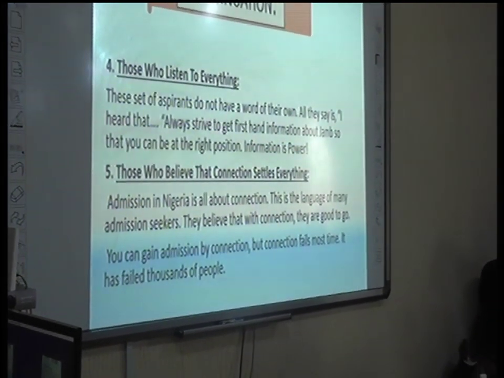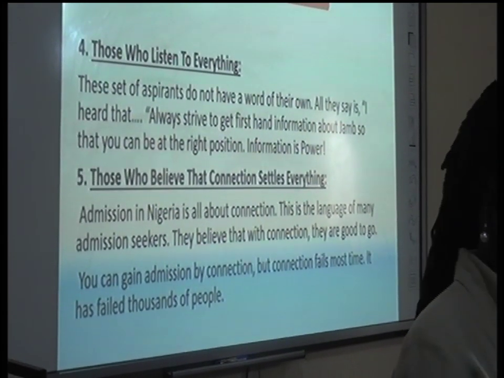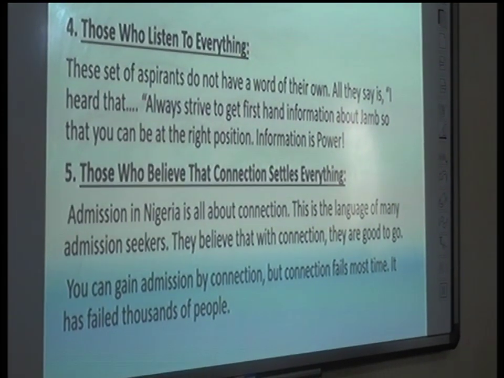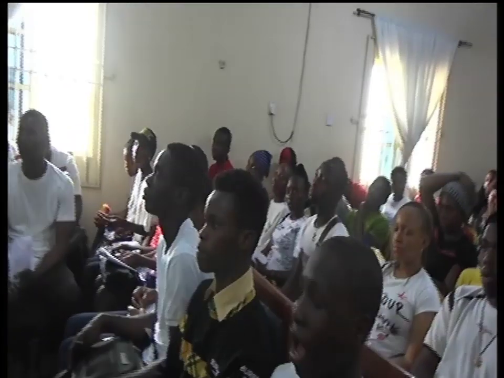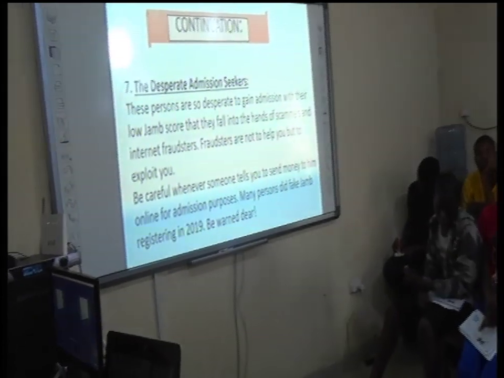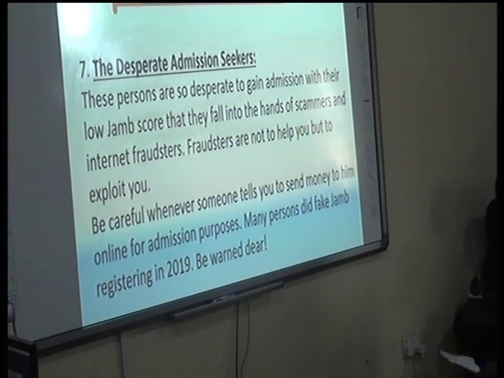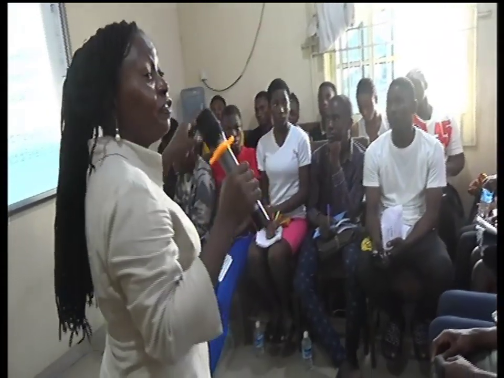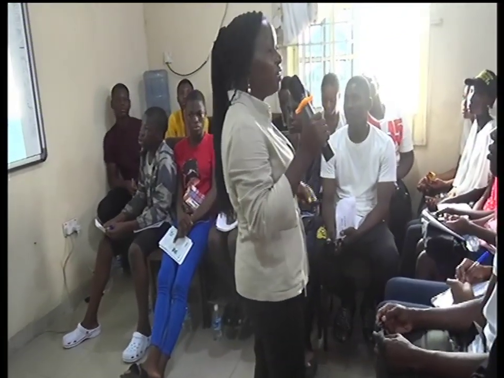Those who believe that connection will settle everything. So if you think that your father's friend's brother's sister will help you, and you refuse to read because you believe somebody will help you, you might not get admission. Don't be desperate for admission. I don't have time, I would have shared the story of my roommate that we stayed together for 4 years. It was in the fourth year that she actually got real admission. She got fake admission, and the full family already believed that she was in her final year. That was when she got real admission and she was in 100 level.